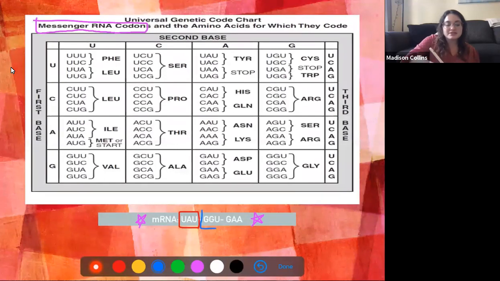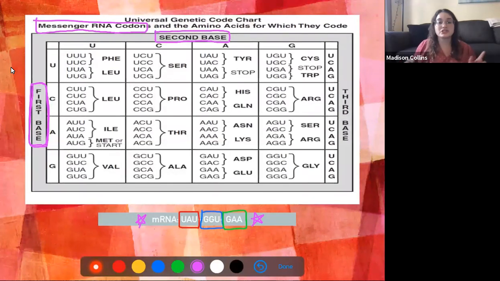So you may notice that this codon chart is broken into 3 sections. You've got the first base on the far left side, the second base on the top, and the third base on the right. This is the order in which you're going to look for that amino acid. The first place you're going to look is the left-hand side, then you'll move to the top, and then you'll move to the right. So I'll show you what I mean.